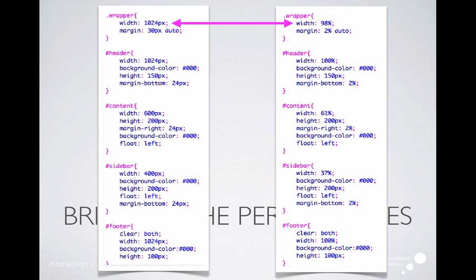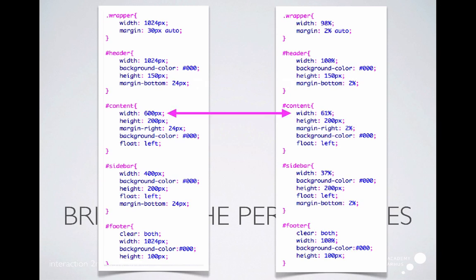So let's have a look at how we transform it. In the wrapper, we said that the wrapper had to have a width of 98%. That means we have a little space on the left and the right. And we have the margin. The margin is a 2% margin I set in. And the header is 100%. That means it will scale according to the wrapper. It will fill out the wrapper. And the margin bottom, I put in 2% instead of 24 pixels.